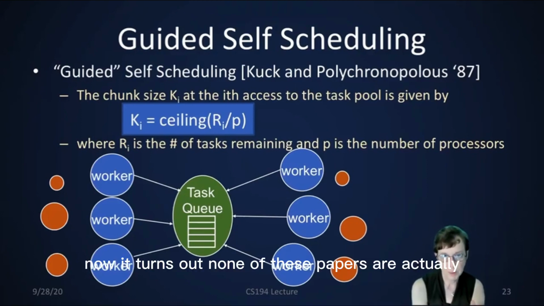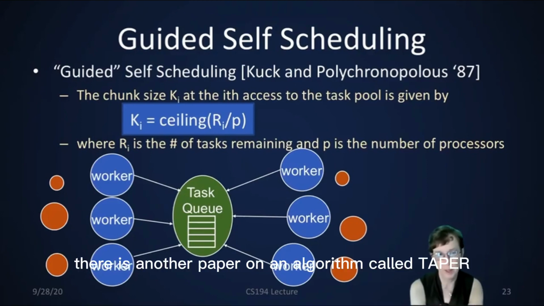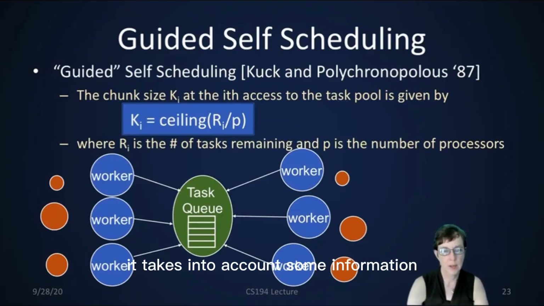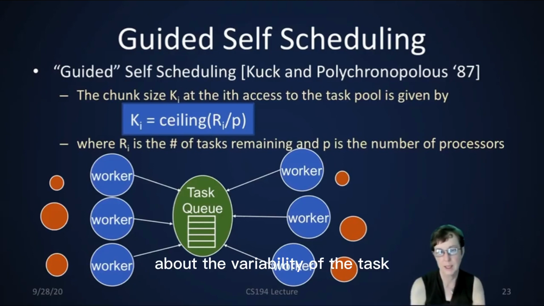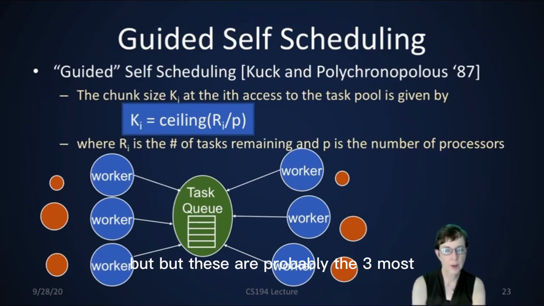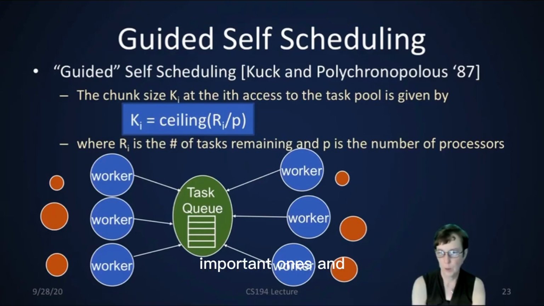Now, it turns out none of these papers are actually from Berkeley. There is another paper on an algorithm called TAPER, which even takes into account some information about the variability of the task, and there's a bunch of other algorithms in this space, but these are probably the 3 most important ones.